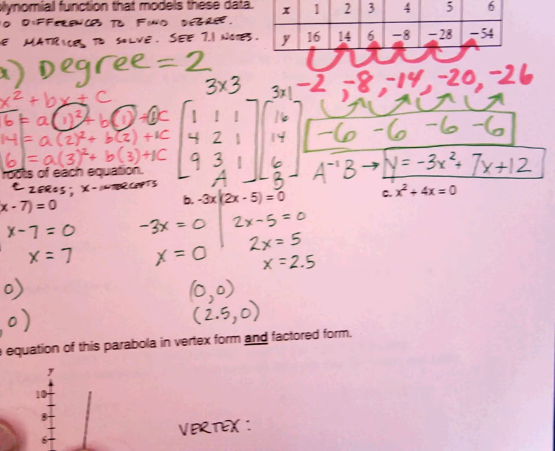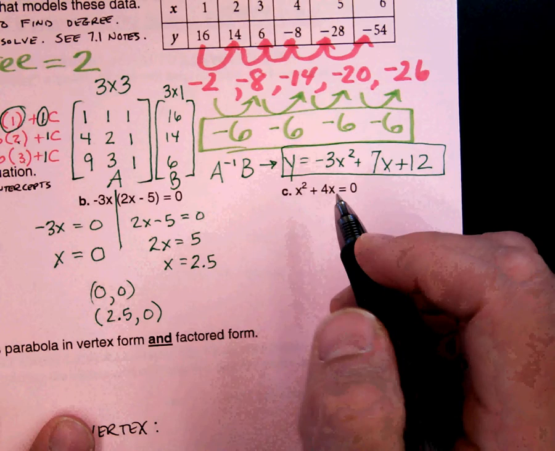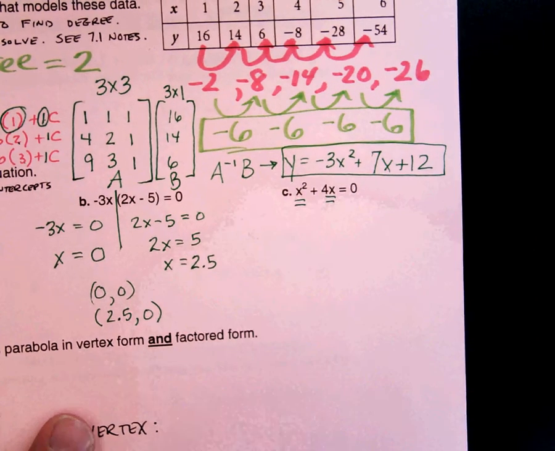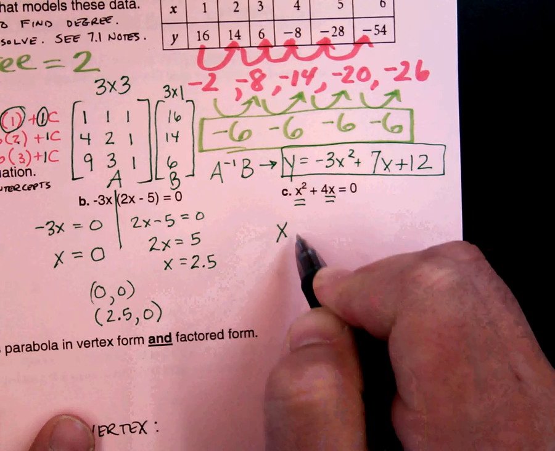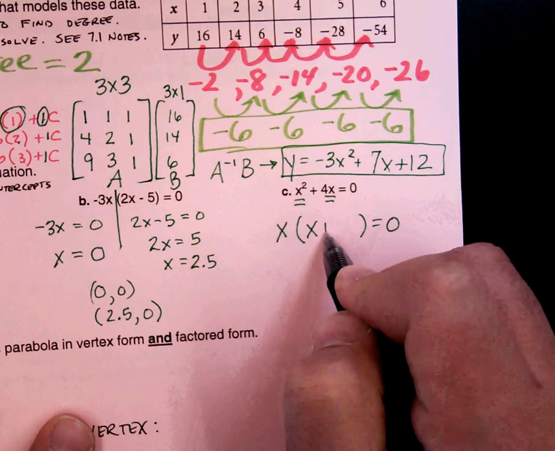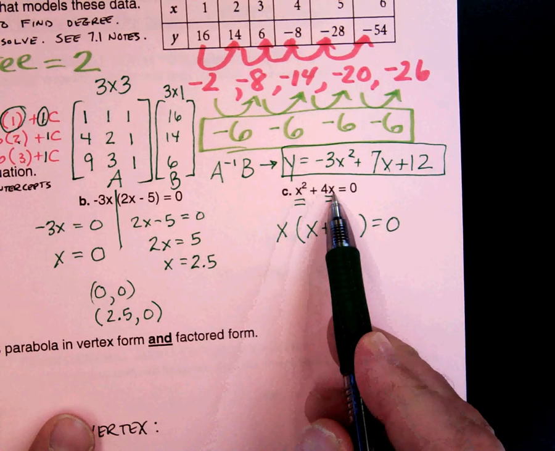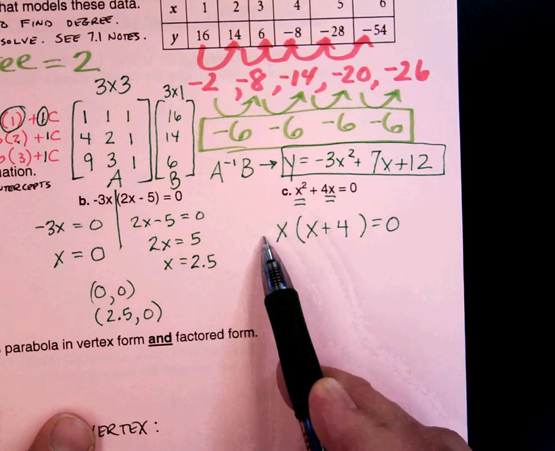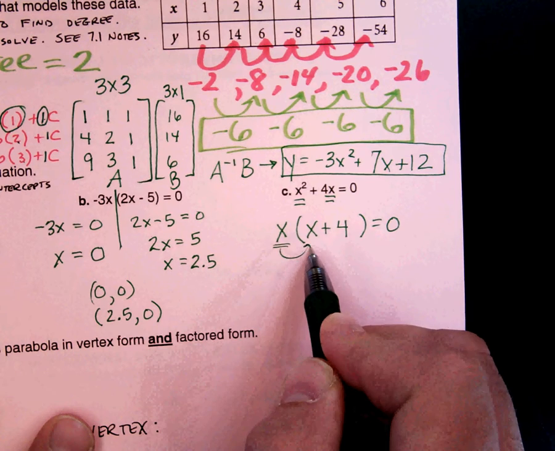In part C, it's not factored yet, so you have to do that. Well, we can see that both of these terms, x squared and 4x, have an x in them. So you can do what's called factoring out an x. It's kind of like undistributing it. So if you see an x in both places, imagine what that problem would look like before the x was distributed. X times x, x squared.